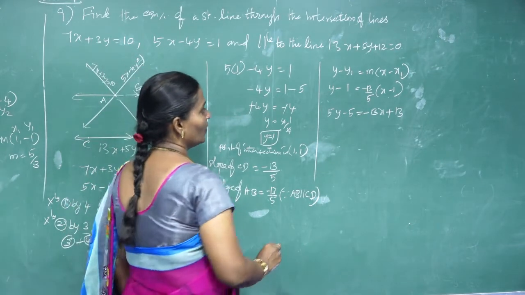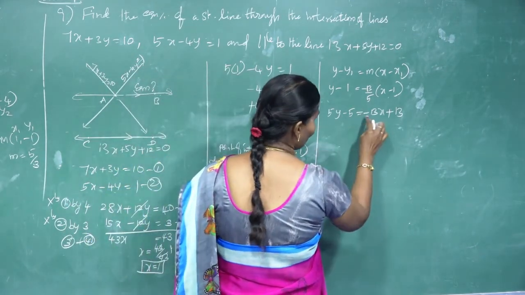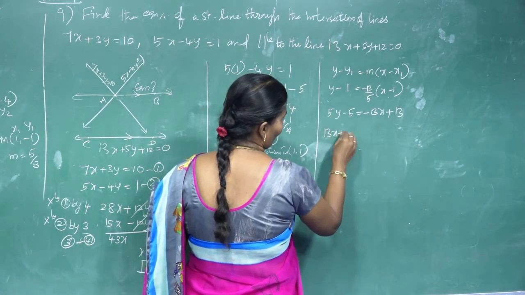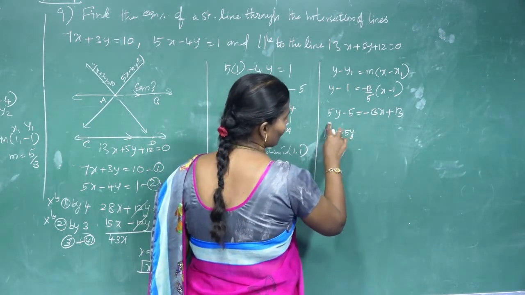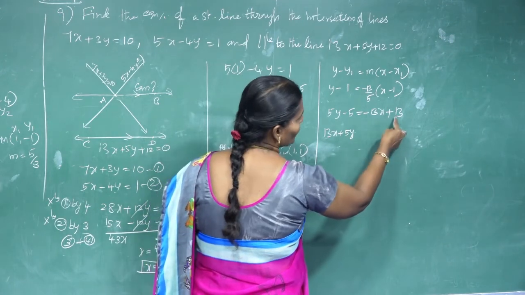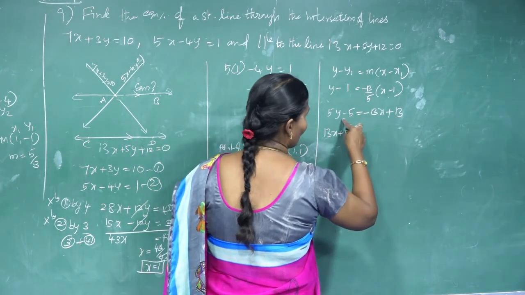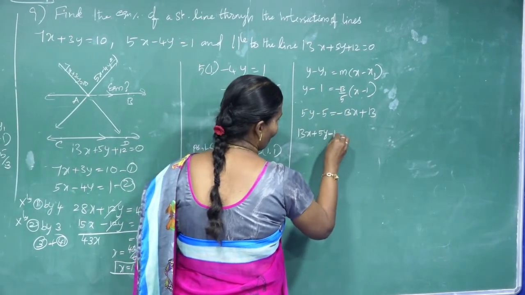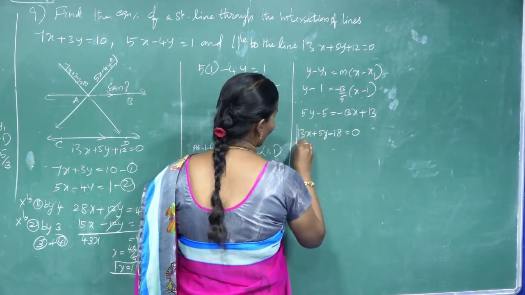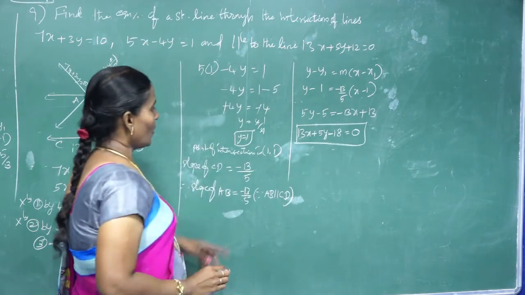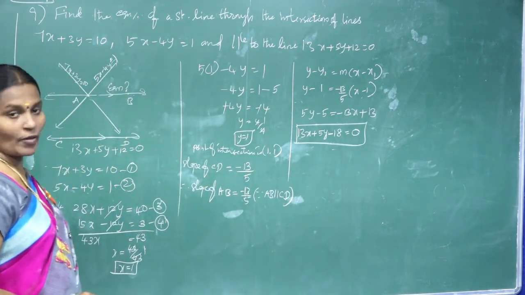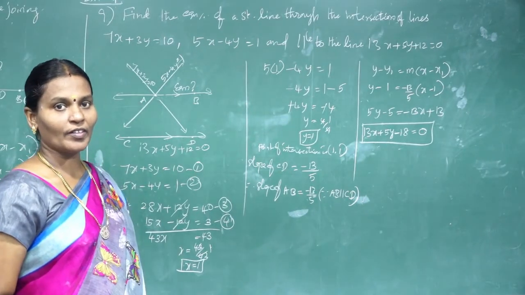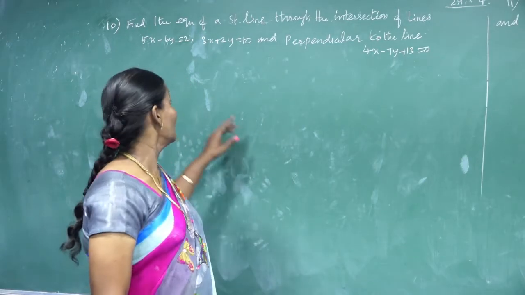Good. Now we see the negative, so bring it to the left side. So 13x plus 5y, then this 13 to the left side becomes negative, so minus 13 minus 5 is minus 18, equal to 0. This is the required equation, the equation of AB. Good.